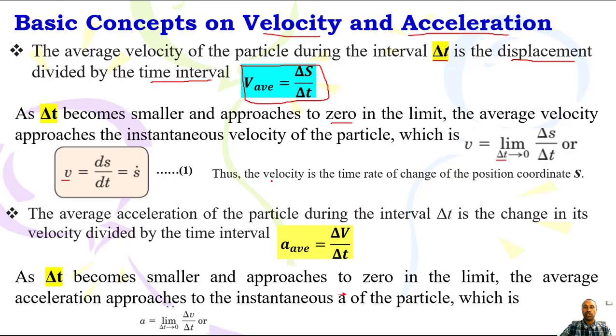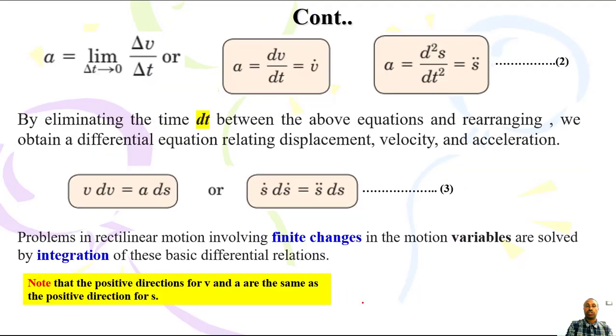So the velocity is the rate of change of position or coordinate s. And the average acceleration of a particle during a time interval delta t is the change in its velocity divided by the time interval. You have to keep this formula in mind. This is average acceleration. And as delta t becomes smaller and approaches zero in the limit, the average acceleration approaches the instantaneous acceleration of the particle.